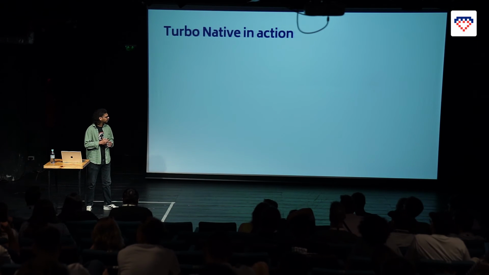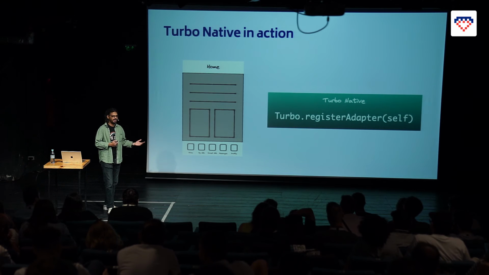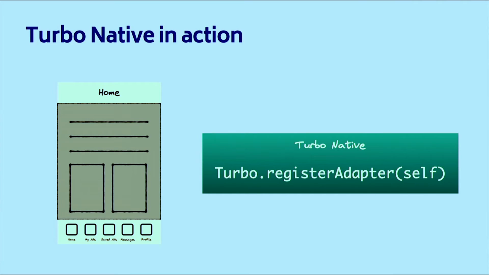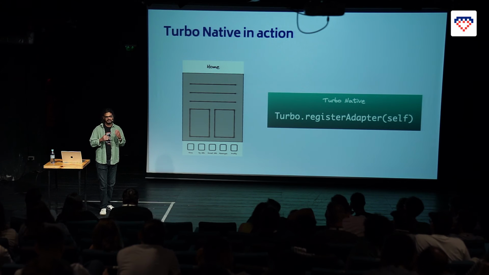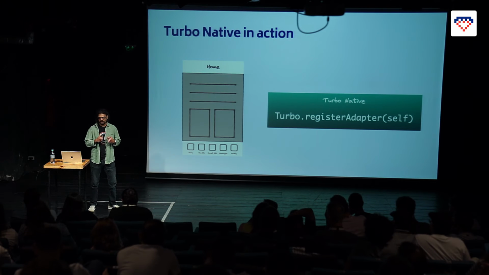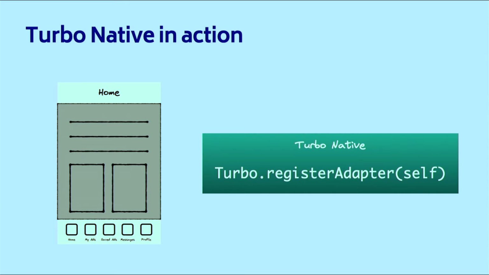Well, the first thing is when Turbo Native loads a page for the first time in your app, it will install itself as an adapter on its web counterpart. So how does it do that? Well, both iOS and Android have native APIs that let you communicate with JavaScript and vice versa. So if you have a web view in your app, you can literally, using native code, communicate with it both ways, which is really cool. So that's what Turbo uses to install itself as an adapter.